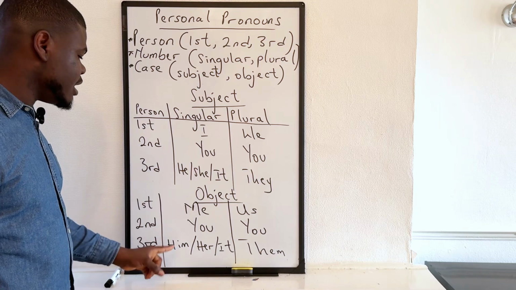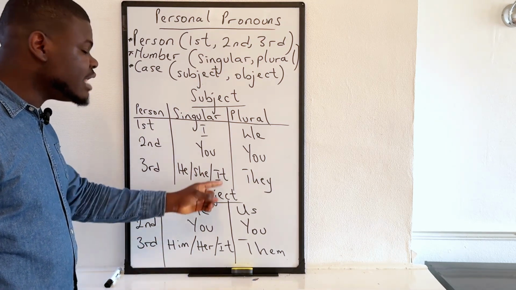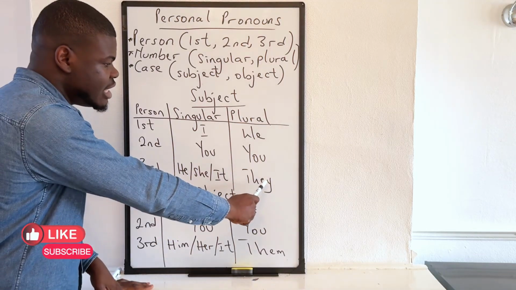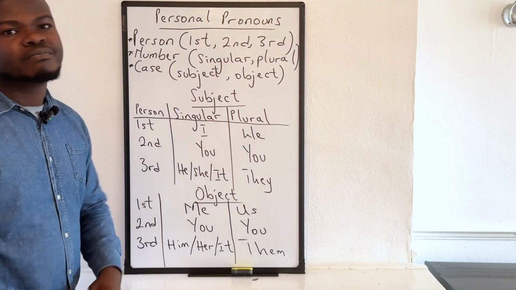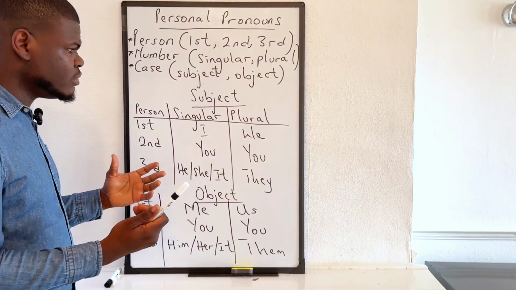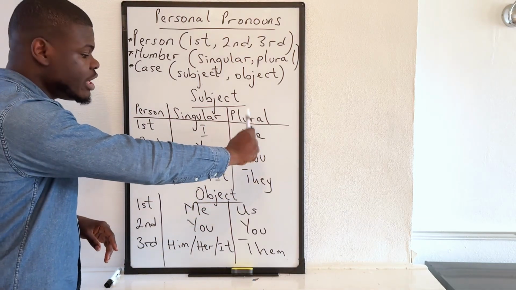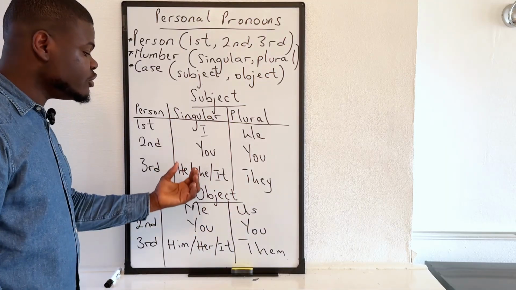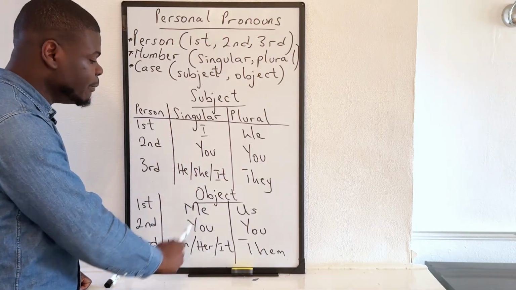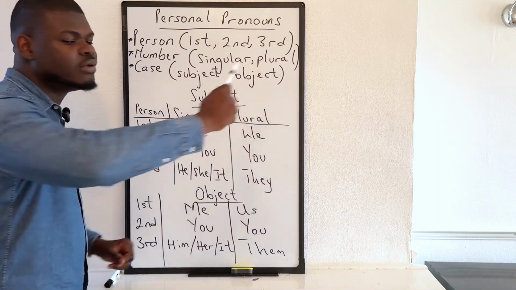Object case of he, him. Object case of she, her. And object case of it is still it. But the object case of they is them. Do you understand? Yeah? That's simple. The final one. The object case of I is me. The object case of we is us. The object case of you is you. The object case of you is still you. The object case of he is him, she, her, it, and they, them.